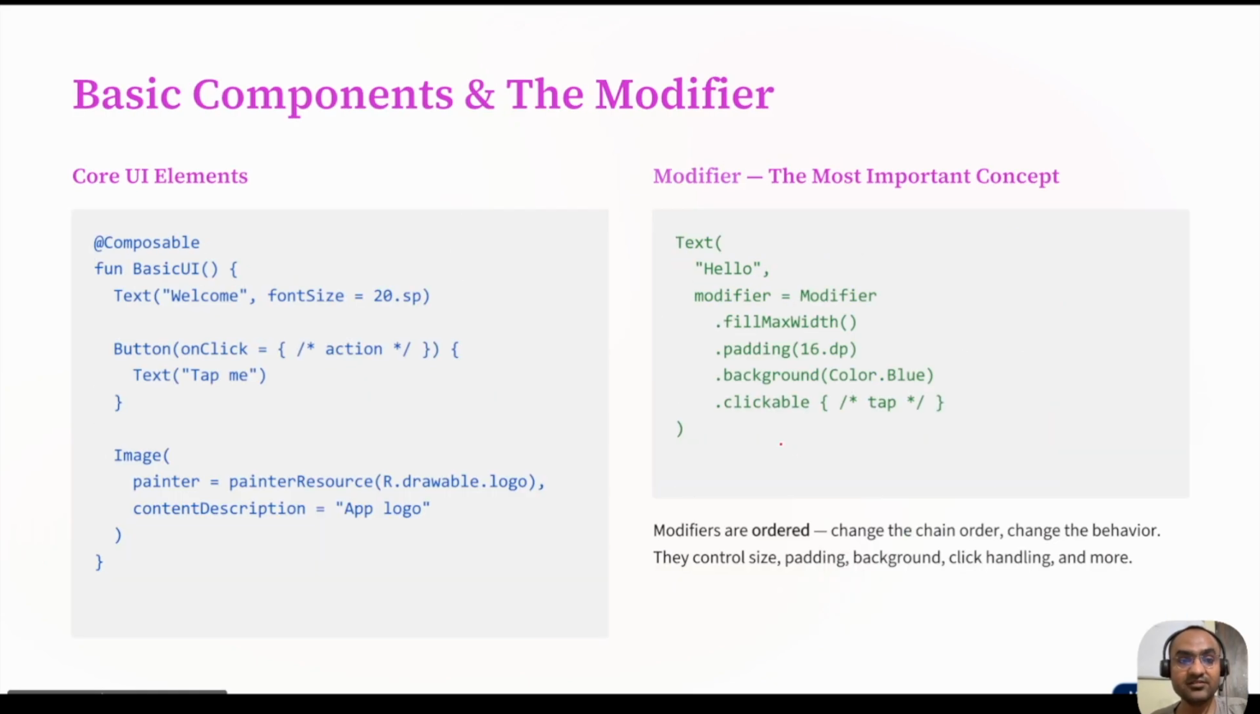Now first, let's understand the basic components or basic elements of Compose. If we want to display any text, then we will use the Text composable function. For a button, we have the Button composable function. This is how we write a composable button in Compose. Next, Image, to display an image. This is how we display a static image.